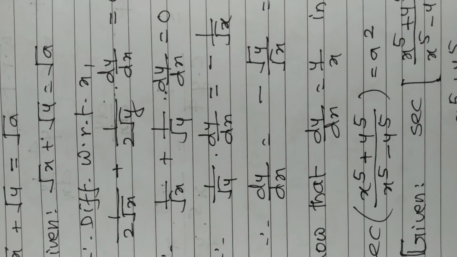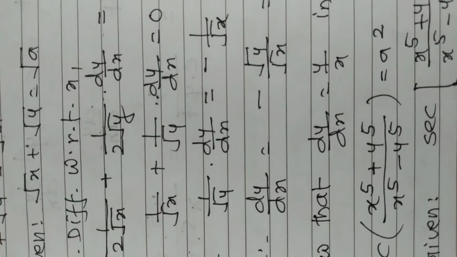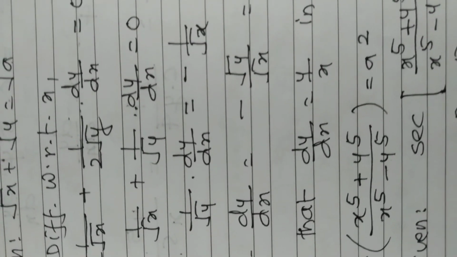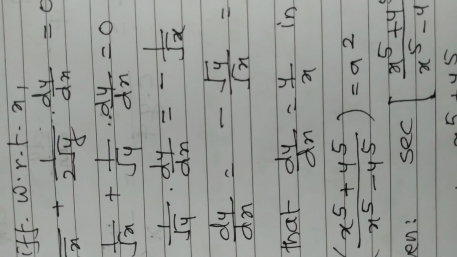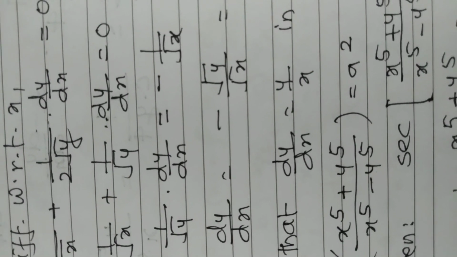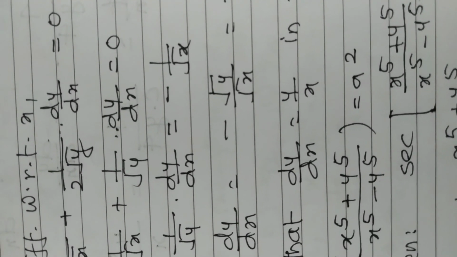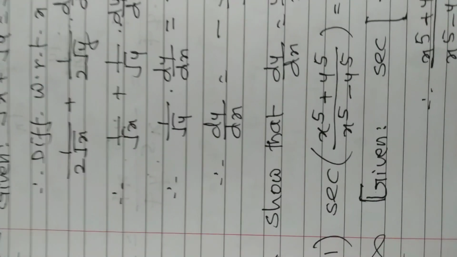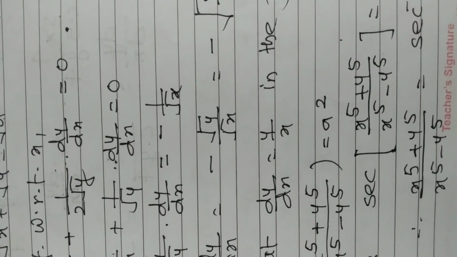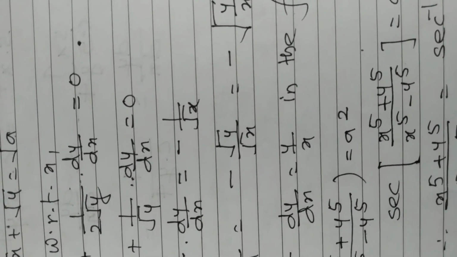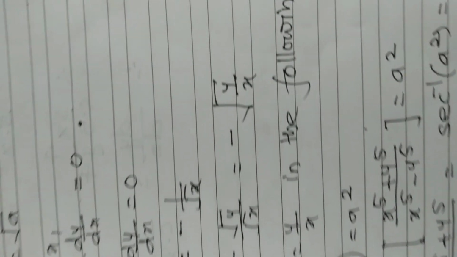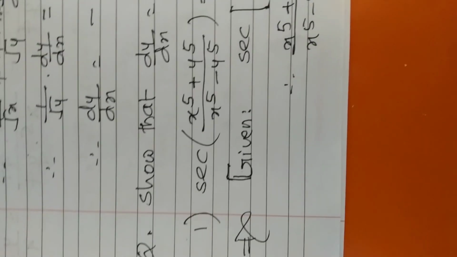So 1 upon 2 is common, and taking it out the right hand side becomes 0. So 1 upon root y into dy by dx equals minus 1 upon root x. Therefore dy by dx equals minus root y upon root x. So finally it is minus square root of y upon x.